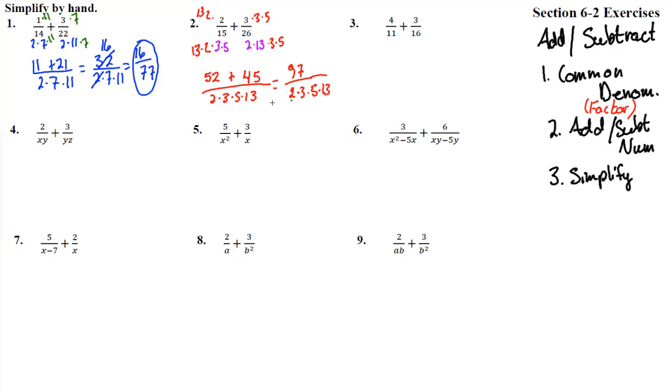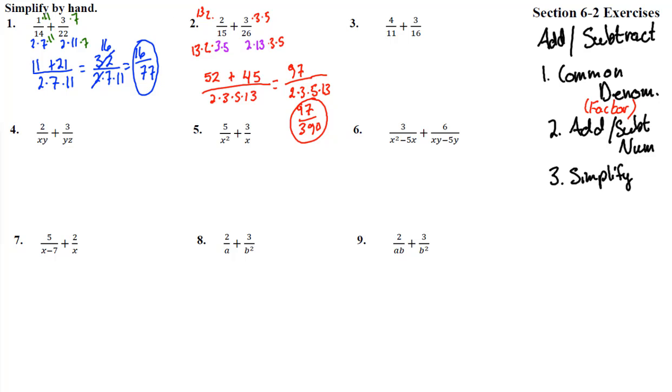Now, before we times that bottom together, let's see, does that simplify at all? 97, does 97 break down at all? Certainly a 2 doesn't go into it. 3, does 3 go into it? Nope, 5 doesn't, and 13 times 7 is 91, so nope. That looks like the answer. We can write it as 97 over, let's go ahead and times this out. That's 2 times 3 is 6, times 5 is 30. 30 times 13 is 390.